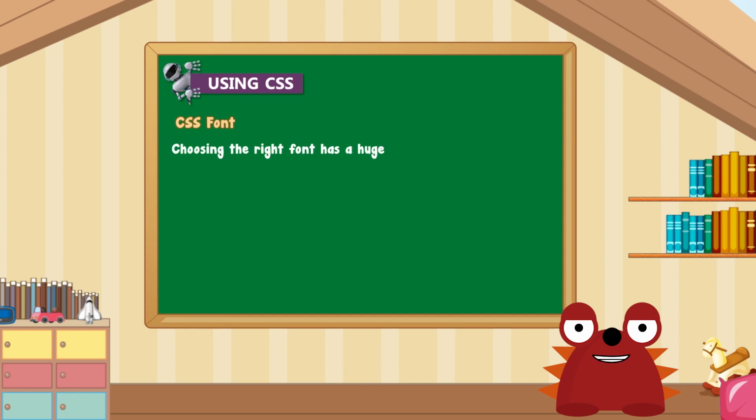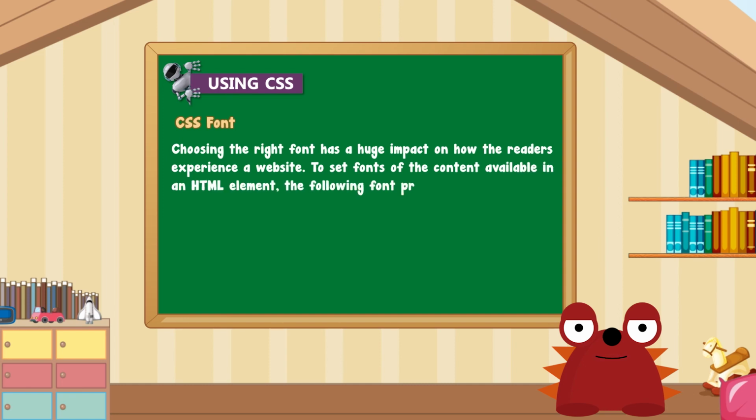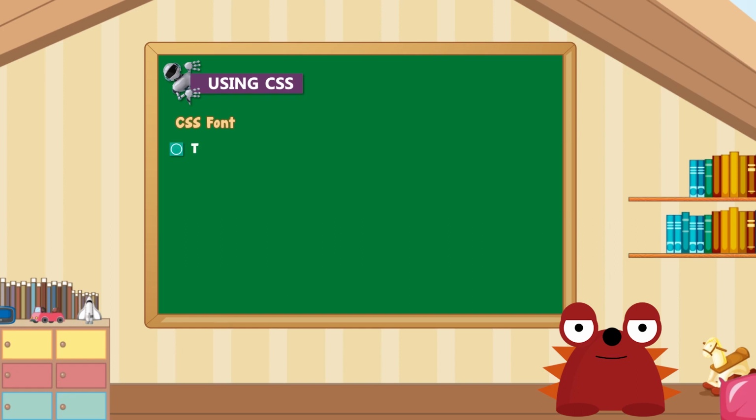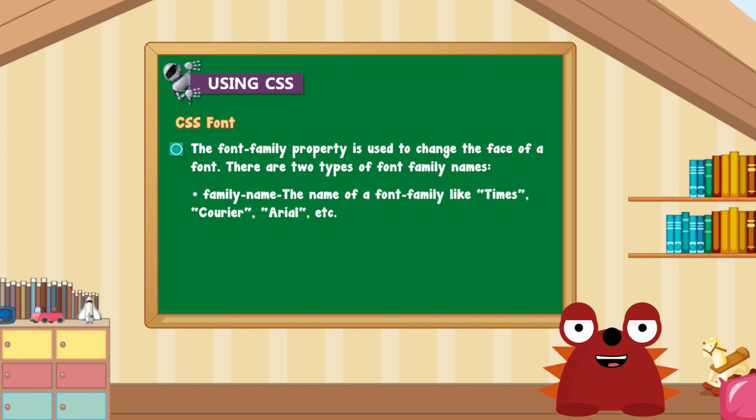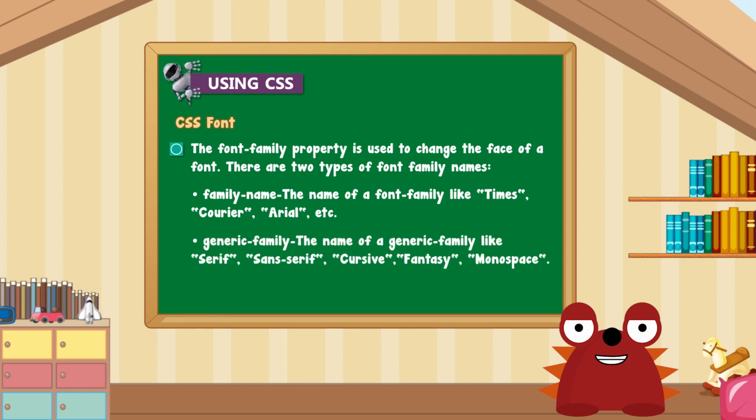Let's learn about the last section of the chapter, which is CSS font. Choosing the right font has a huge impact on how the readers experience a website. To set fonts of the content available in an HTML element, the following font properties of an element must be set. First is that the font family property is used to change the face of a font. There are two types of font family names. Family name, which is the name of a font family like Times, Courier, Arial, etc. And generic family, which is the name of a generic family like serif, sans serif, cursive, fantasy, and monospace.